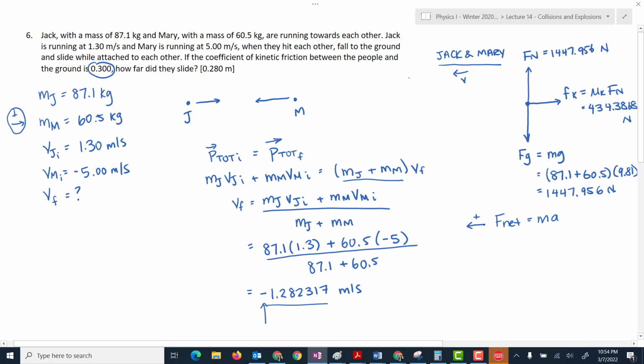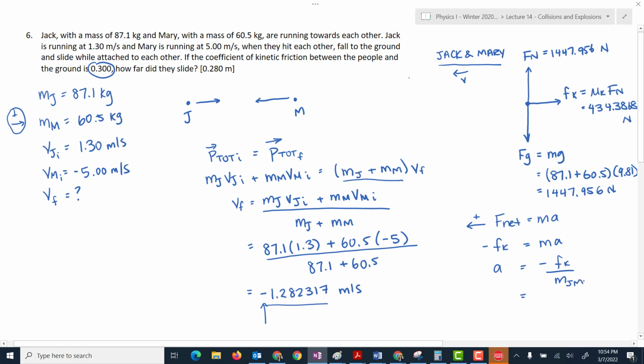Okay, so F net equals ma. Well, what are my forces? My F net is just Fk, the force of kinetic friction. That's the only force acting in the x direction, but it's a negative force because it's going to the right. So negative Fk is equal to ma. So I'm solving for a, which would be negative Fk over the mass. And this mass is the mass of Jack and Mary.